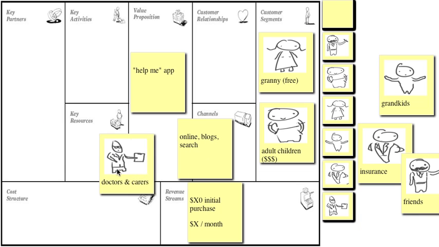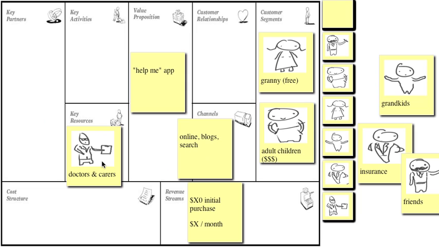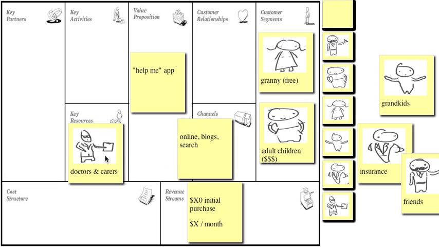And one of the key resources we might get could actually be the doctors here. It could be their recommendation saying this is a great idea, you've got to get it for your parents, it'll really help out. And basically the revenue model stays the same, the product stays the same.